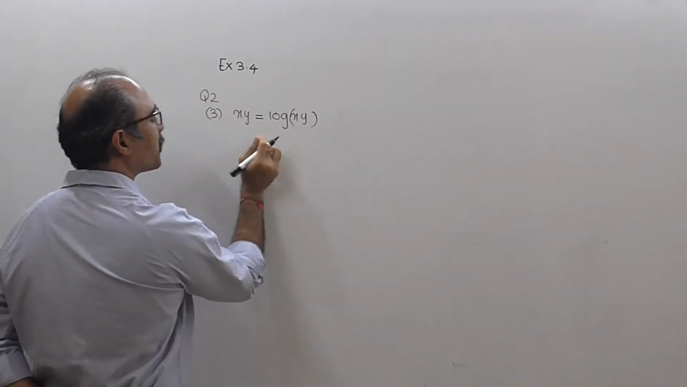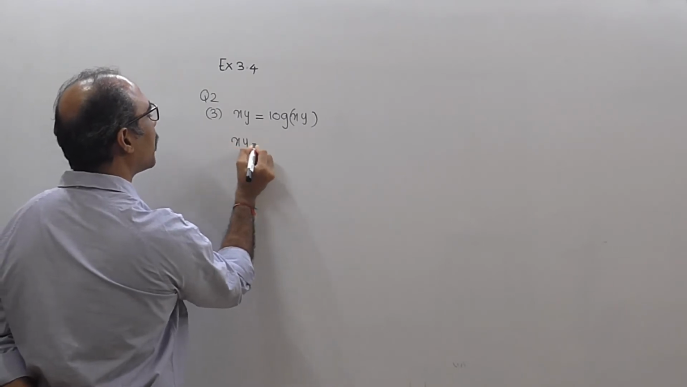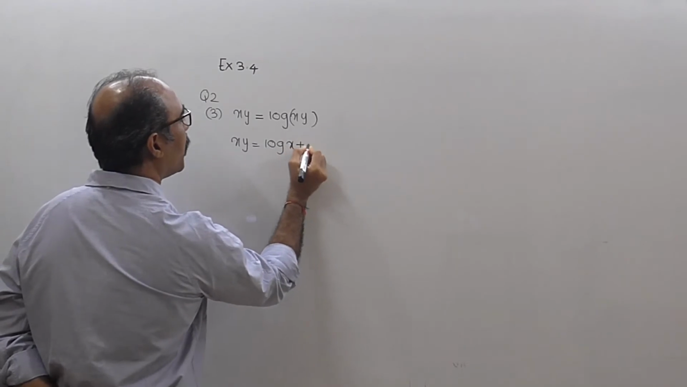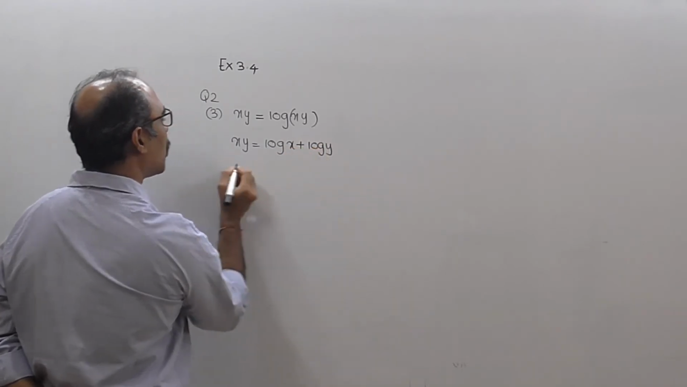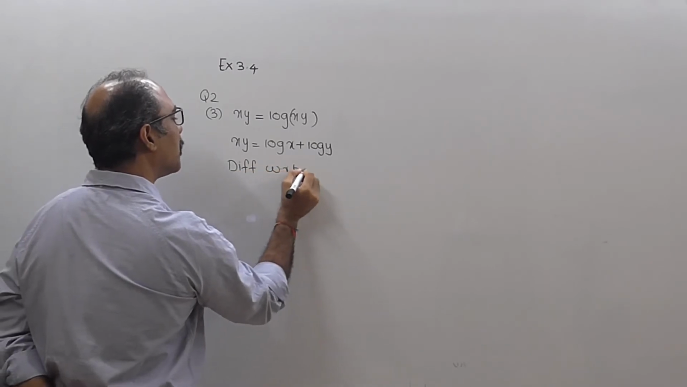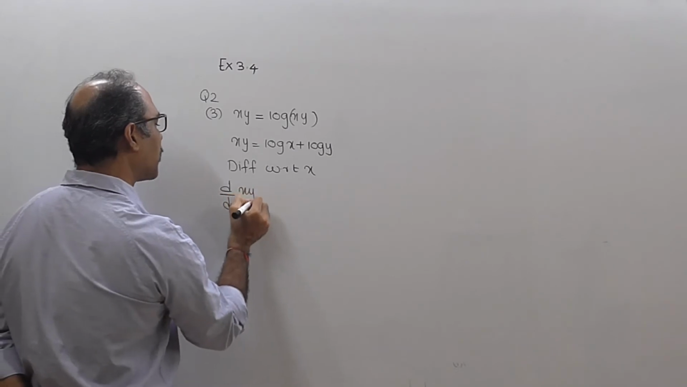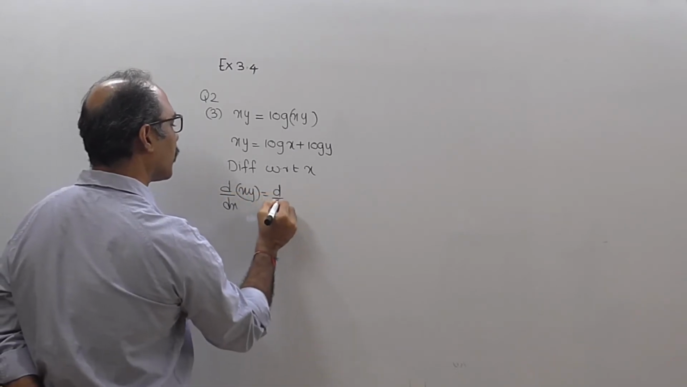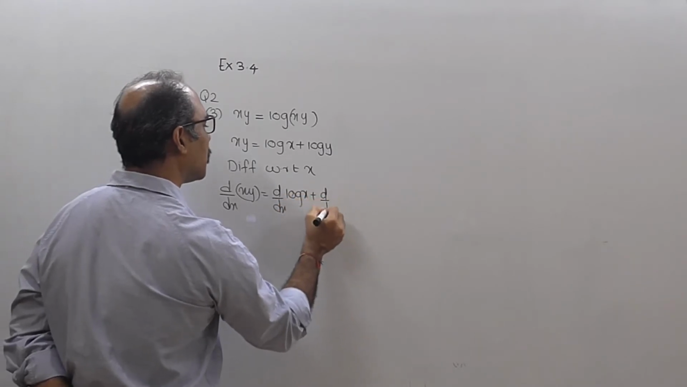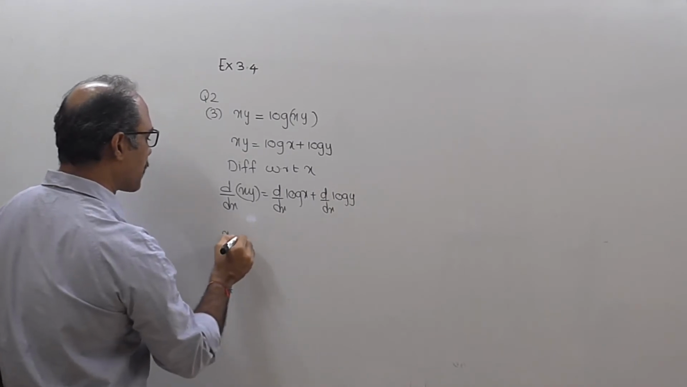xy equal to log of xy, and you have to find the value for dy by dx. So xy you can write it as it is. Log xy is in the form of log ab, which we can write as log a plus log b. Then I think we can differentiate with respect to x. We get this as d by dx of xy equal to d by dx of log x plus d by dx of log y.